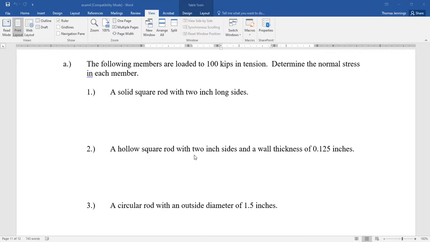We've got this hollow square tube with 2-inch sides. So it's 2 inches across and 2 inches high, but it's set up to have 1/8 inch wall thickness, which is a pretty common piece of structural steel. We have 1/8 inch wall thickness, it's 0.125 inches.